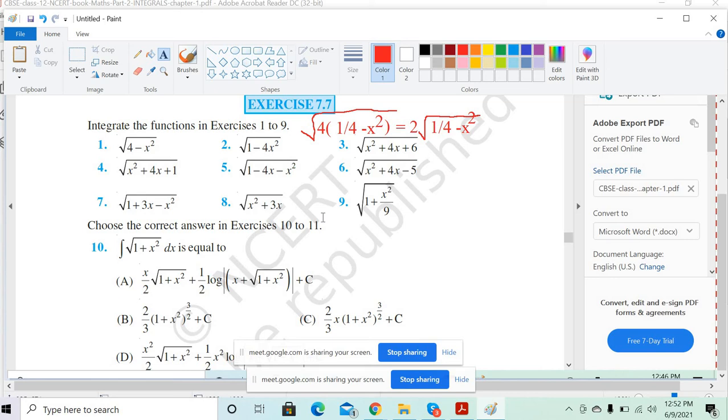So this one: x by 2 root of 1 minus 4x square plus 1 by 4 sin inverse 2x plus c. Yeah, correct answer. Excellent. You got it now.